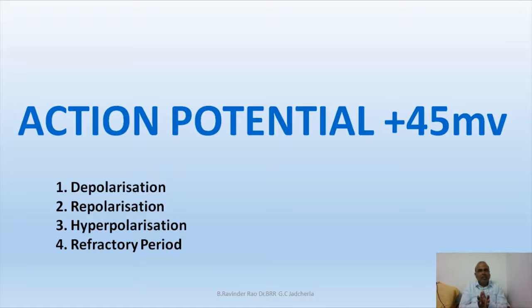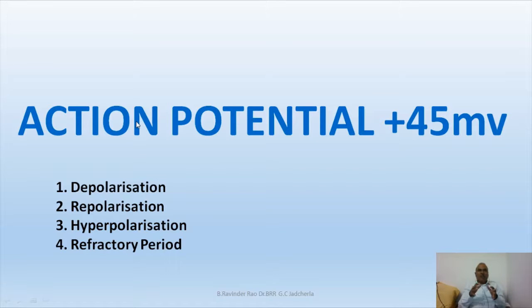Action potential is defined as the positive potential recorded inside when the nerve is conducting the impulse. When the neuron is in action, the axon is in action, the potential existing inside is called action potential. When a neuron is at rest, the potential is resting potential. When a neuron is in action, conducting the nerve impulse, the potential existing is called action potential. And it is around 30 millivolts, positive 30 millivolts. Sometimes in some special cases, it may be plus 45 also.